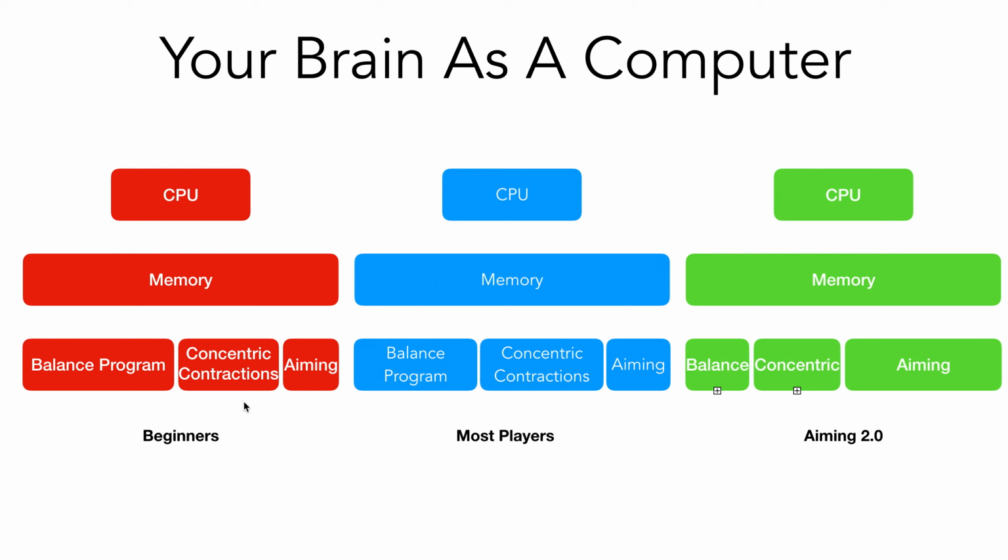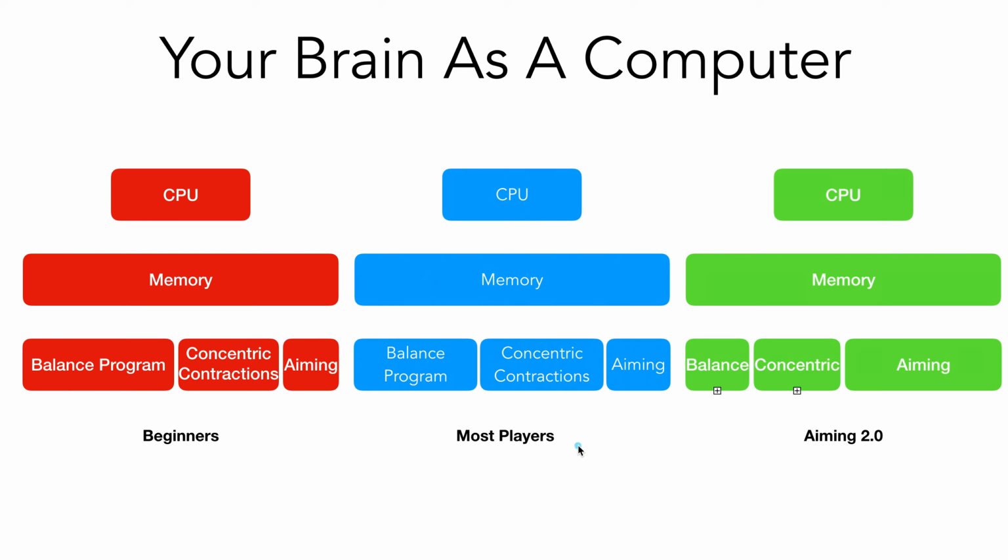But then as you get better, you start to move towards where most players are, where their balance is so-so, but they really start focusing on concentric contractions. Concentric contractions are where you generate tension and shorten the muscles. That's what it feels like when you're doing a bench press or a squat. It's that type of contraction. And that usually leaves just a little bit of your memory left over for aiming.